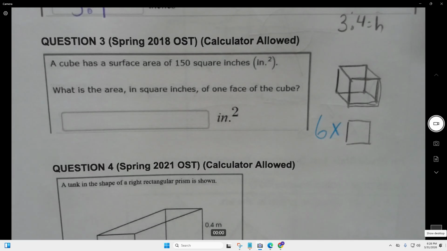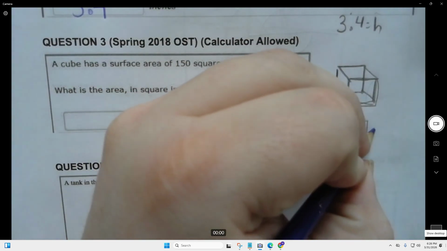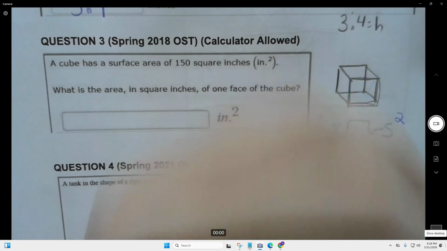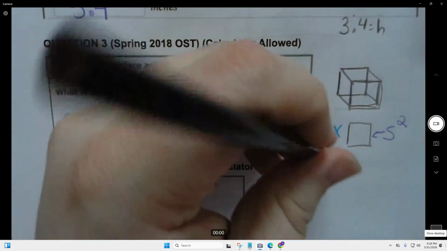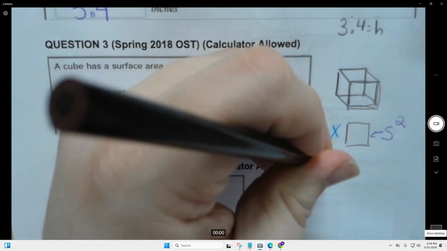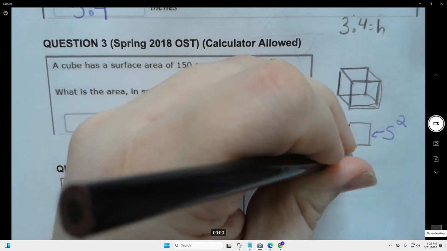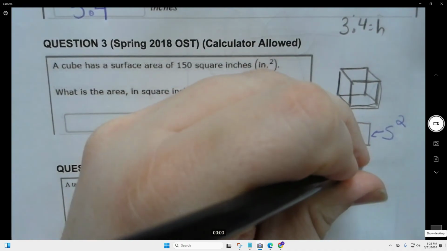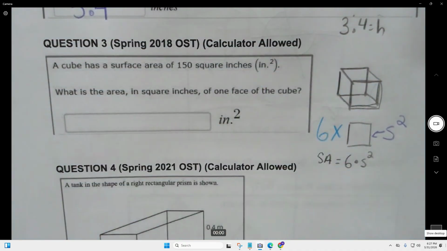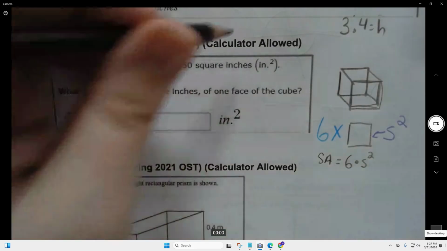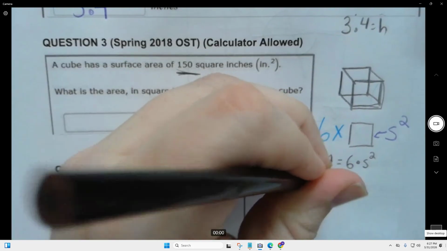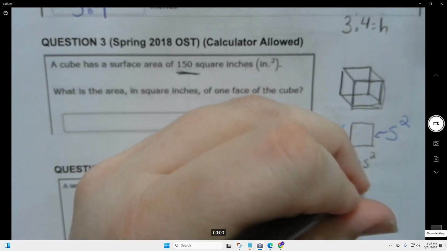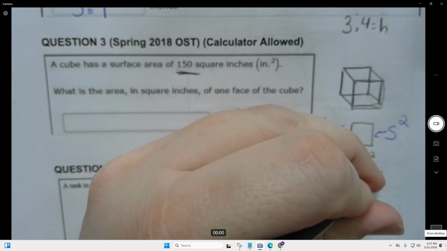How do you find the area of a square? You take one of the side lengths and give it an exponent of 2. So, with that being said, the surface area of a cube would be 6 times the side length squared. So now we know the surface area is 150. So we have 6 times the side length squared.